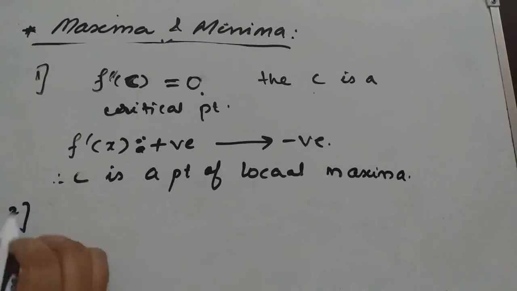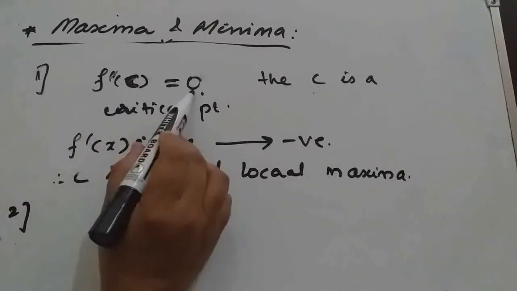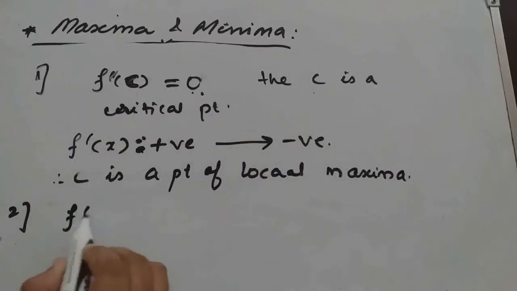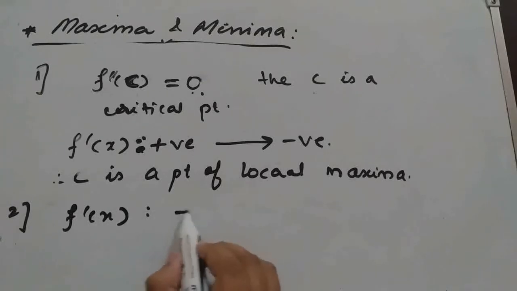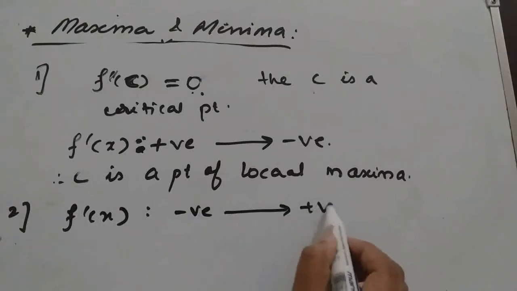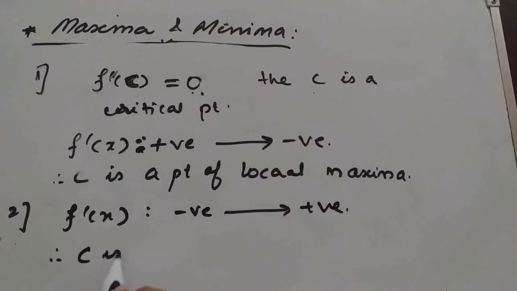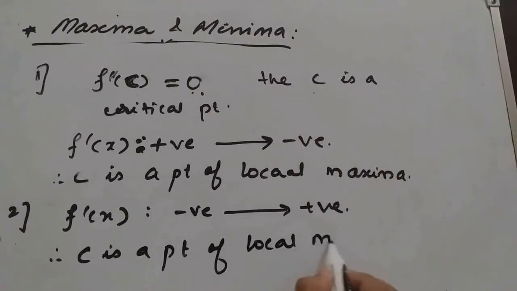Okay, second case, f dash of c is 0, it is the critical point, and f dash of x is changing sign from negative to positive, then c is a point of local minima.